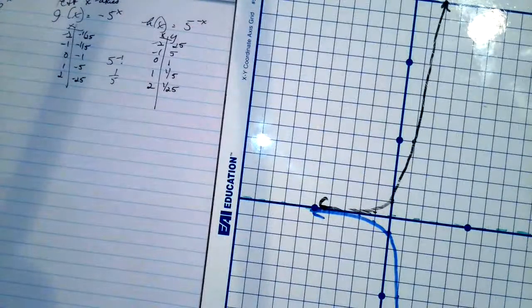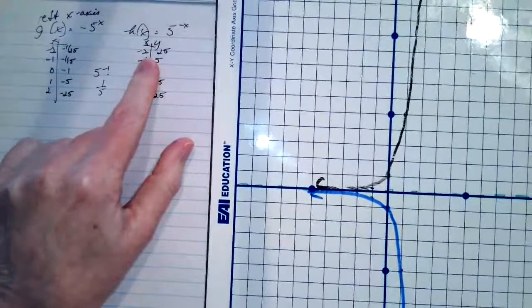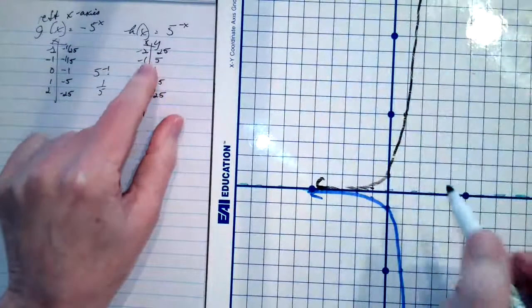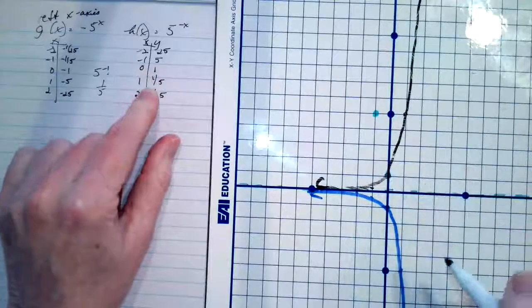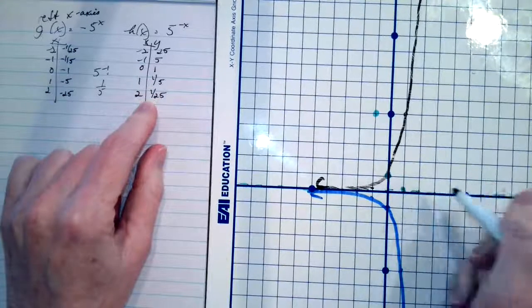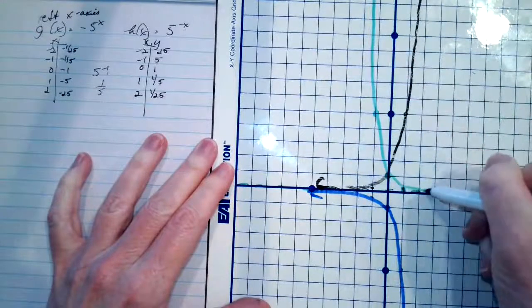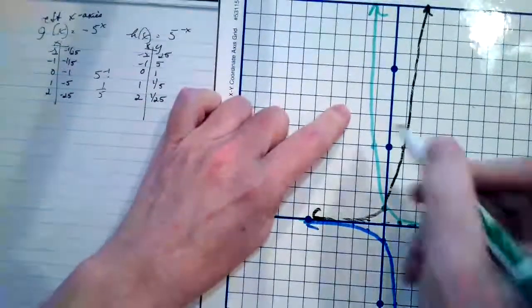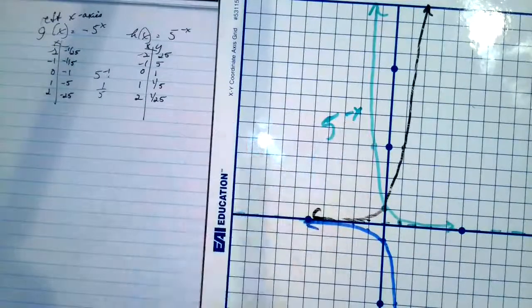Let's see. So we've got a -2. Try to straighten this out so it doesn't drive you nuts. -2, +25. So -2 way up here. I'm off the scale. -1, +5. 0, 1. 1, 1/5. And 2, 1/25. So something like that. So this green one here is -x, the negative on the exponent itself.